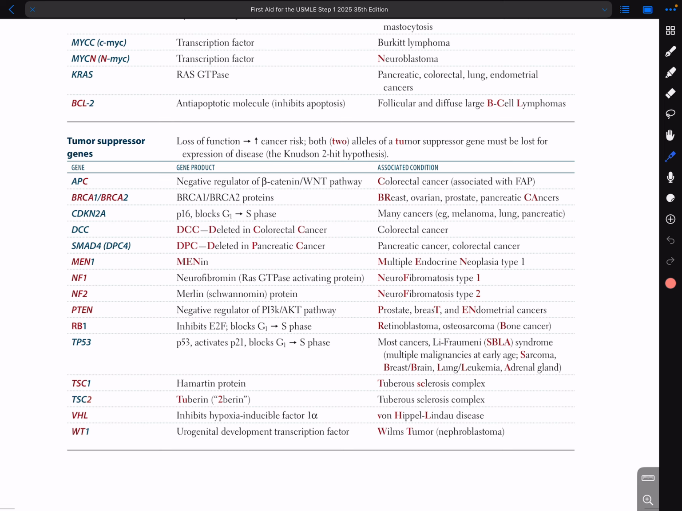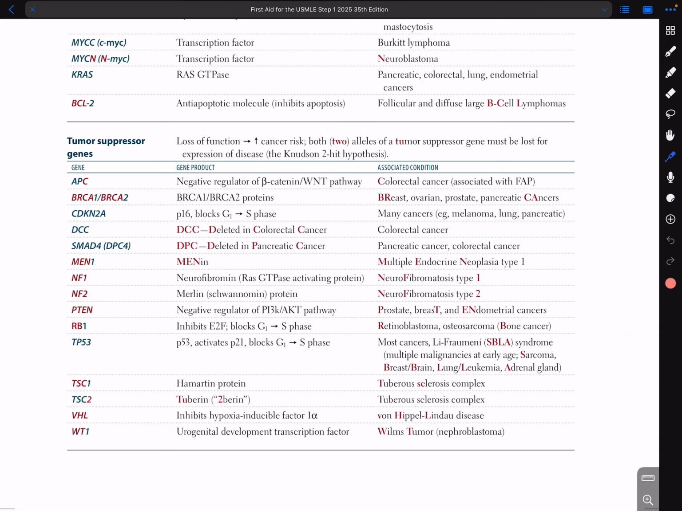Next, the gene product is PTEN, in short. To remember, PTEN is a negative regulator of the PI3K/AKT pathway, and this can cause prostate, breast, and endometrial cancer.